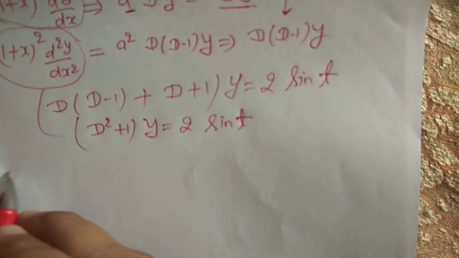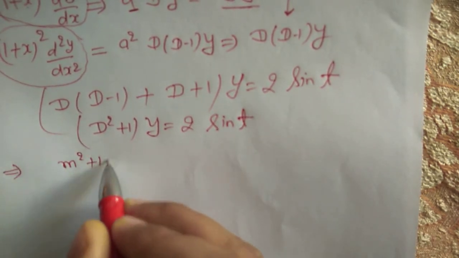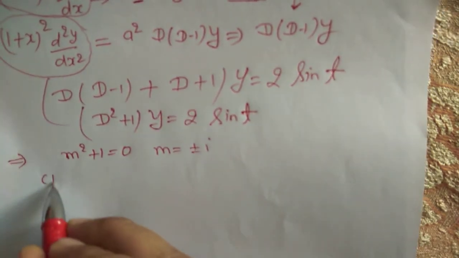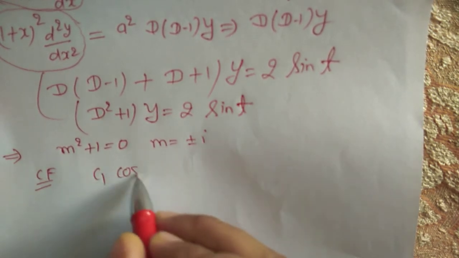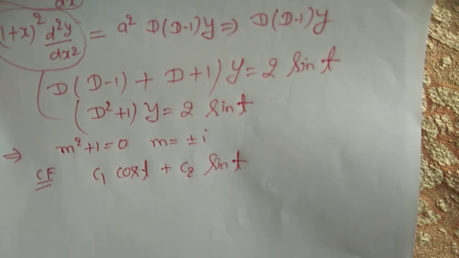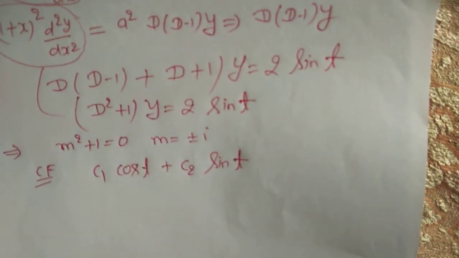Let us try to solve this. The auxiliary equation is m square plus 1 equal to 0, so m equal to plus minus i. So the complementary function will be c1 cos t plus c2 sin t, because our variable is now t.